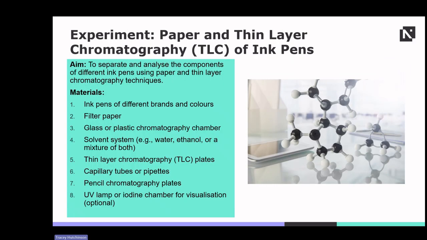So we're now going to explore an experiment that can be done in the classroom. On the screen will be more detailed instructions, and I will then summarize throughout. So the aim is to separate and analyze ink pen components using chromatography techniques. So the materials will be components such as ink pens of different brands and colors, filter paper, chromatography chamber, solvent system, e.g. water or ethanol, TLC plates, and capillary tubes or pipettes.